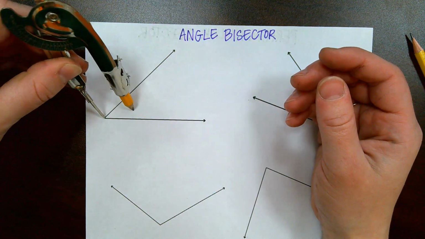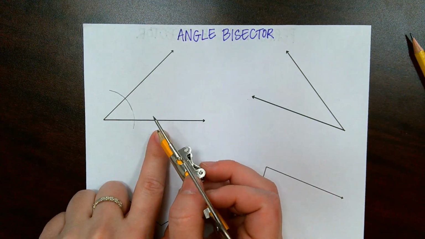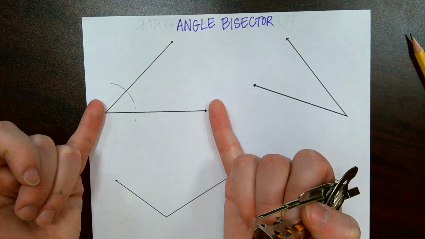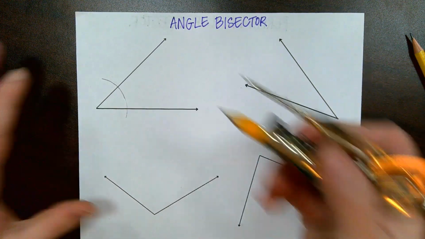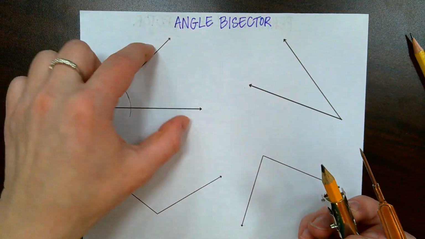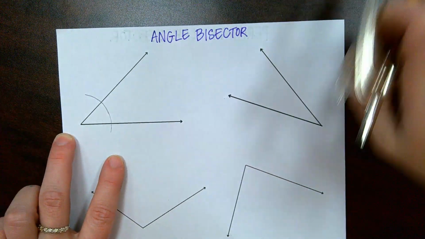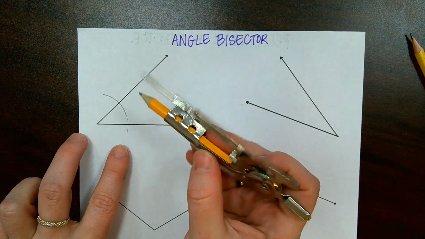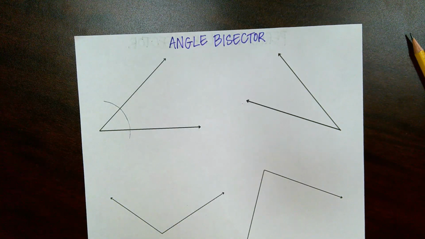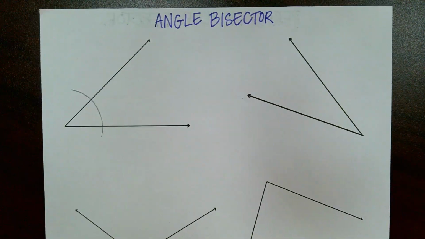How small does it need to be? It just needs to be less than half of the length of the ray that's showing, to give yourself room to make your other intersection. Because if it's too big, your line is going to be connecting super far away from your angle. So you just want it to be less than half. And it'll tell you that on that cheat sheet too.